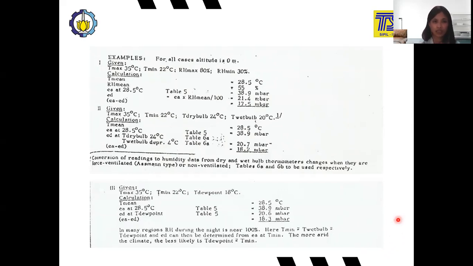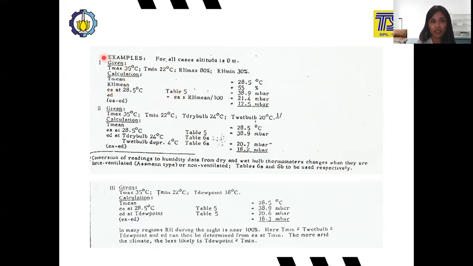In the materials, like here we have the first, the second, and the third method, so that you don't have to use the table number 6. You can only use the table number 5, and then for the other vapor pressure, we have two vapor pressure, the actual and the saturated. From the saturated, we can calculate the actual by multiplying this.